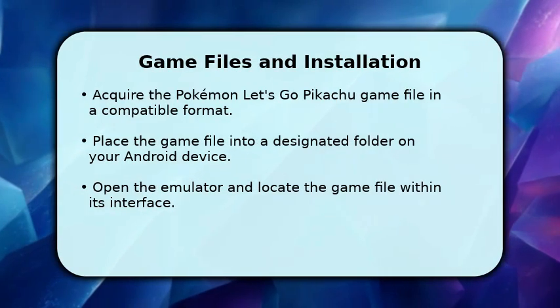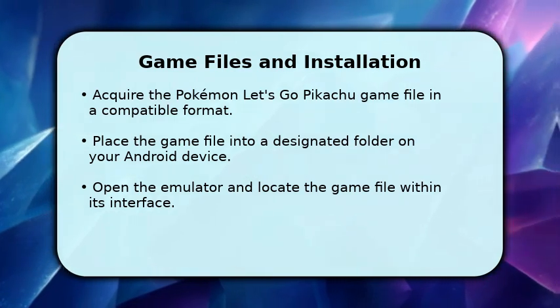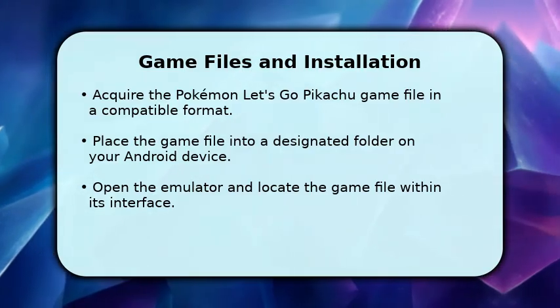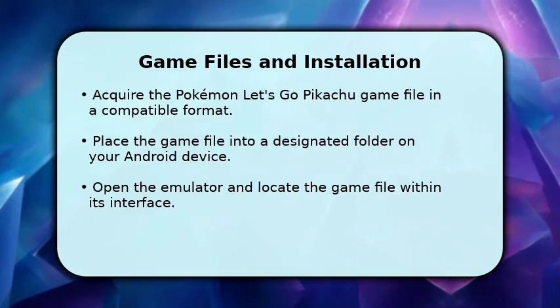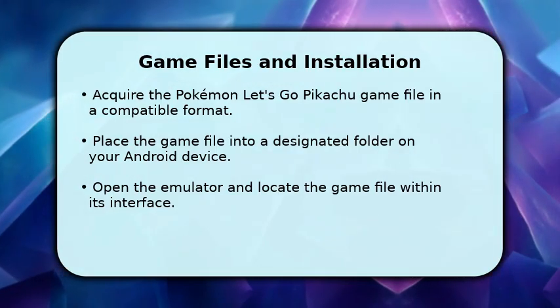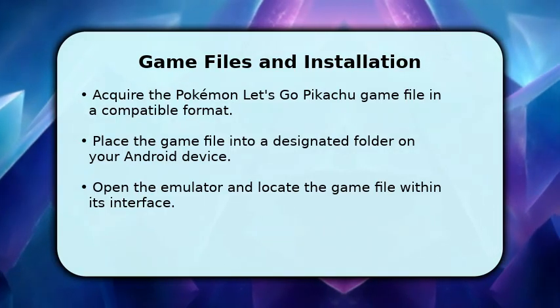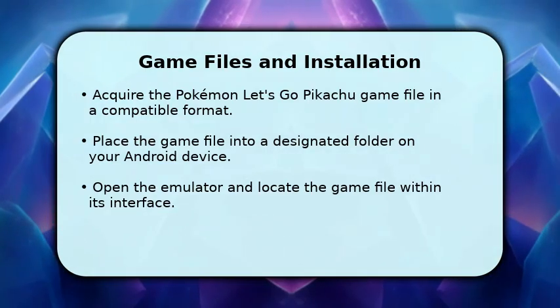Next, you'll need the Pokémon Let's Go Pikachu game file itself. This typically comes in a specific format like XCI or NSP. Once you have this file, transfer it to a dedicated folder on your Android device, perhaps in your Downloads or a New Games folder. Then, launch your emulator application and use its built-in file browser to navigate to and select your game file. The emulator will then begin processing it.